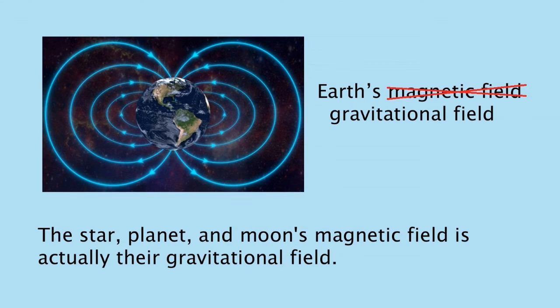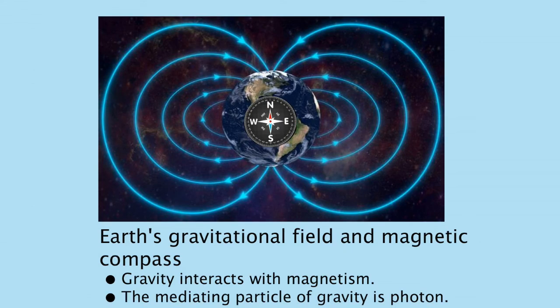It can be argued that a satellite orbits the Earth, but we know that it will eventually fall to the Earth. With the idea that the Earth's magnetic field is actually its gravitational field, we know that gravity interacts with magnetism since Earth's gravitational field interacts with the magnetic compass. We already know that magnetism interacts with electromagnetism.